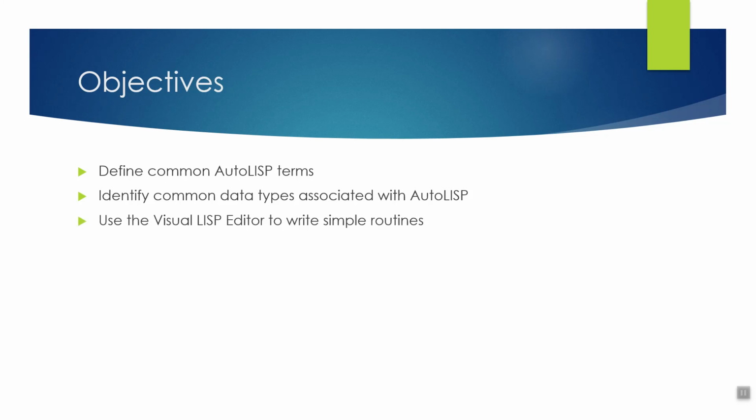We're going to use the Visual Lisp editor to write simple routines and load them into AutoCAD. And then we're going to learn how to load, use, and save those routines so that we can use them in later sessions of AutoCAD as well. So let's start off with some terminology here.